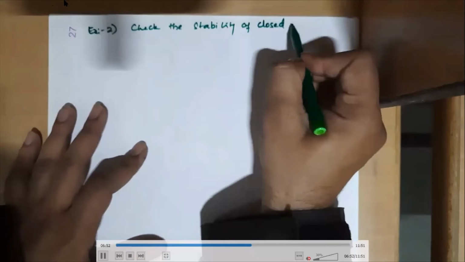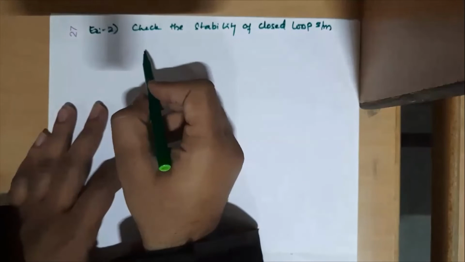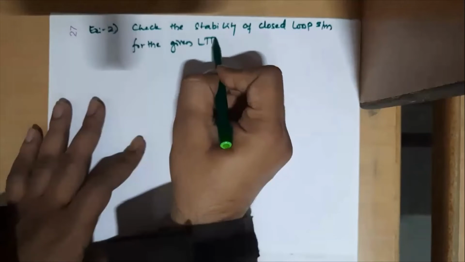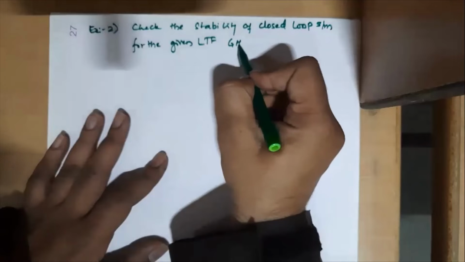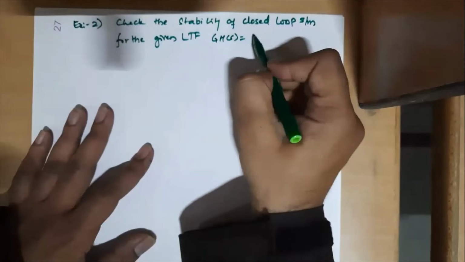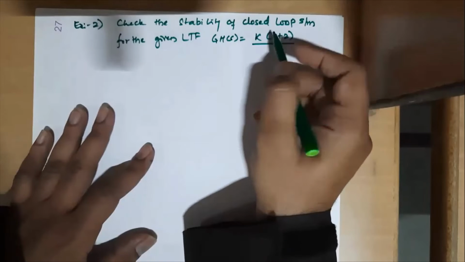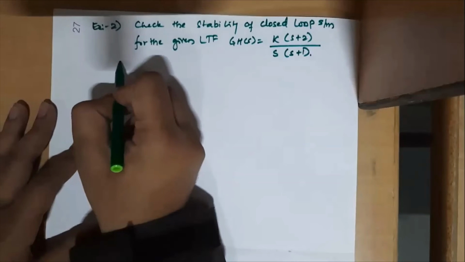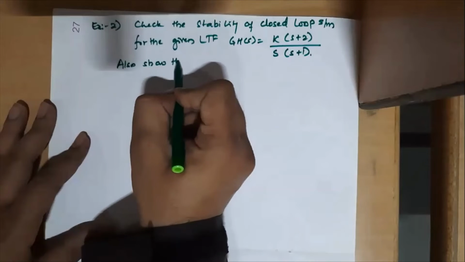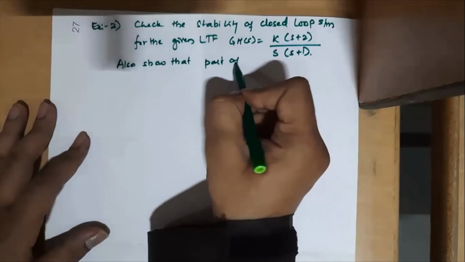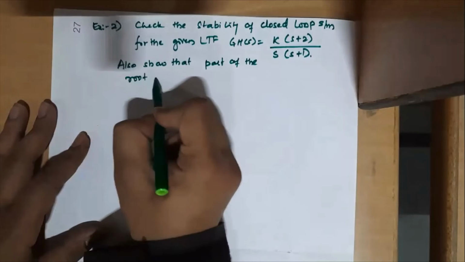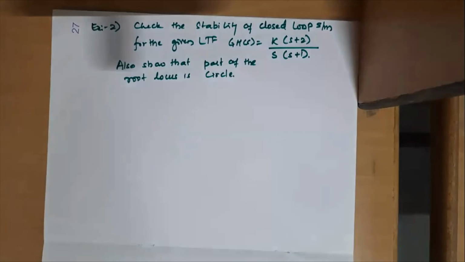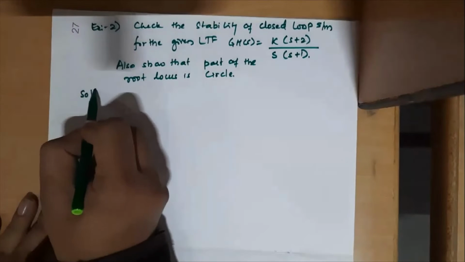So quickly we move on to the next numerical. Check the stability of the closed loop system for the given loop transfer function G(s)H(s) equal to K into (s plus 2) divided by s into (s plus 1). Also show that part of the root locus is a circle. This is a 10 to 12 marks question.